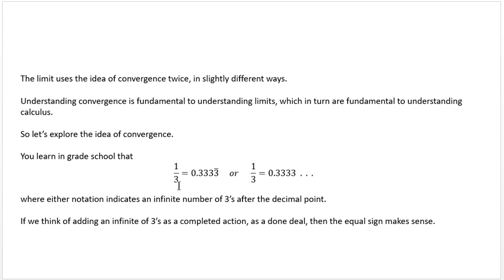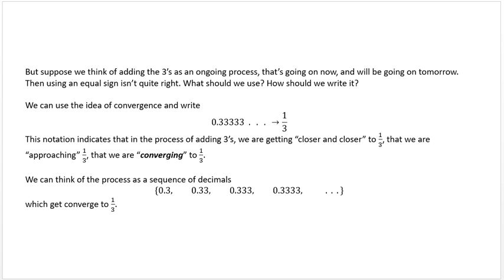Well, if you think of adding an infinite number of 3's as a completed action, as a done deal, then maybe the equal sign makes sense. But suppose we think of adding the 3's as an ongoing process. We've added a whole bunch of 3's, but we still have more to add. You can never quite reach infinity. Let's think of it that way for a second. Then the equal sign wouldn't really be correct.